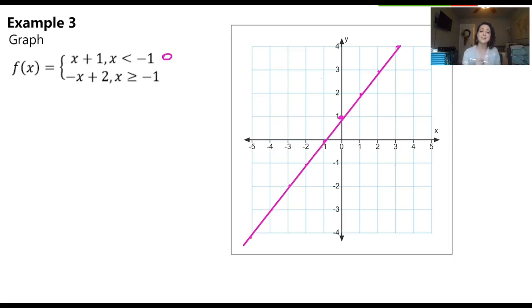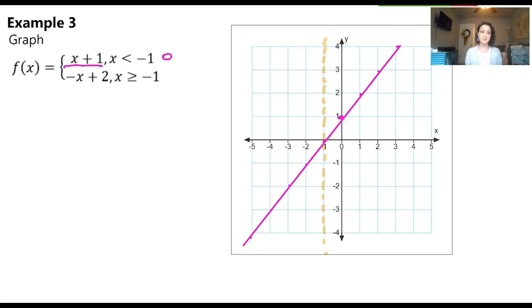And now let's go and erase what I don't want to include. So remember that this top expression, y equals x plus 1, is only valid for x's less than -1. So what I'm going to do is draw a little guide here at x equals -1.